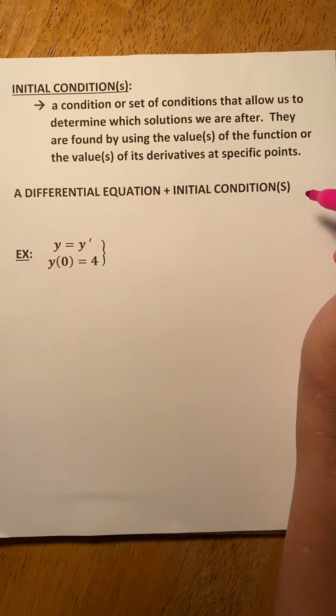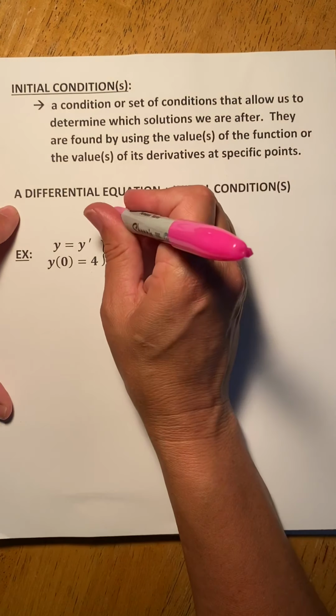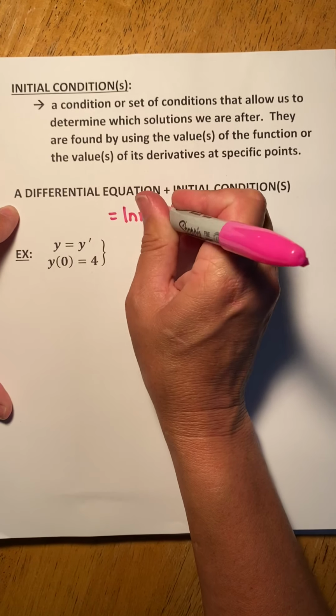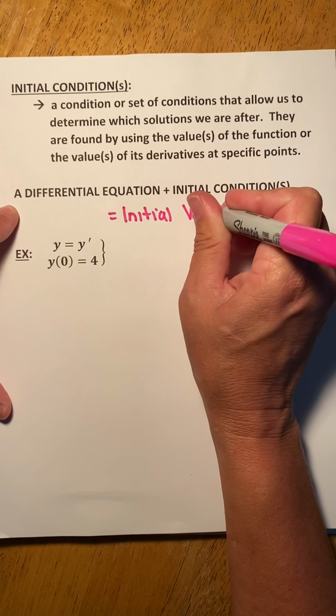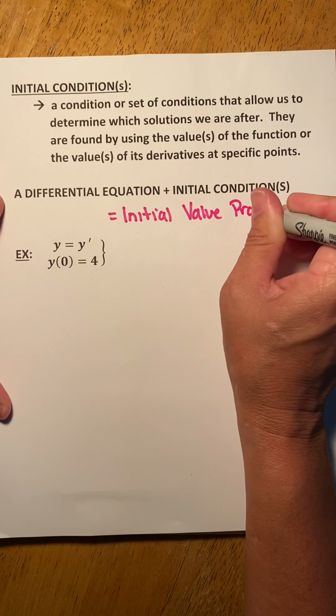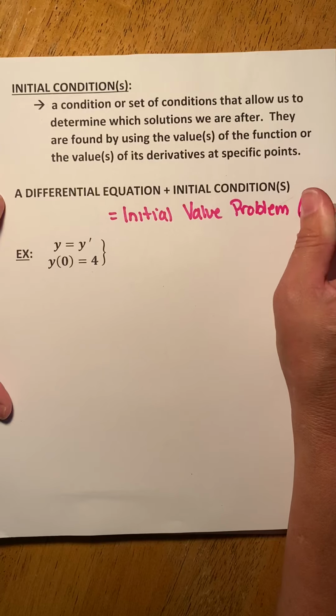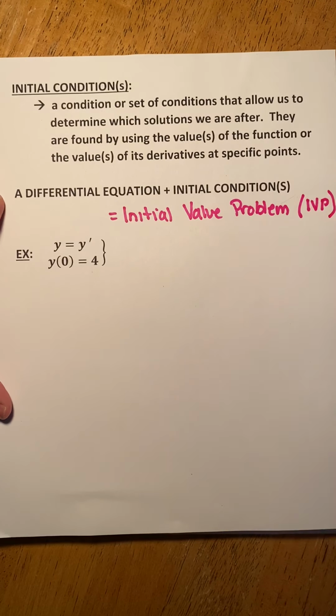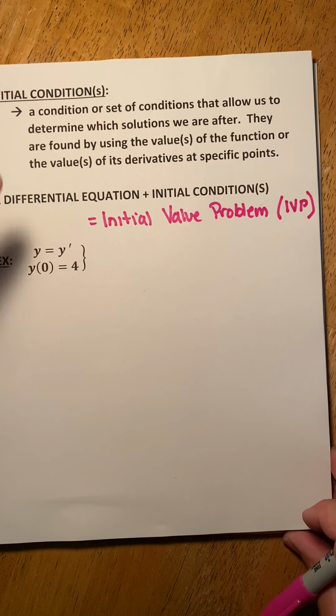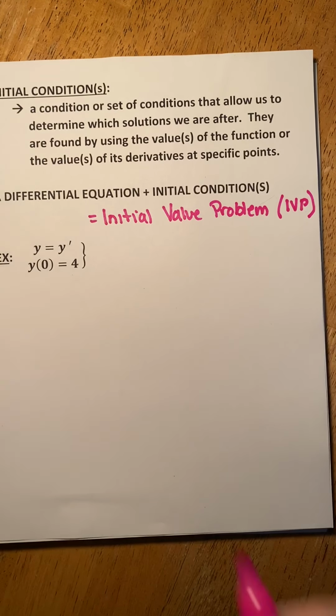So a differential equation with an initial condition is called an initial value problem. And I will abbreviate that IVP throughout the notes. So an initial value problem is a differential equation along with an initial condition. So this is an IVP.